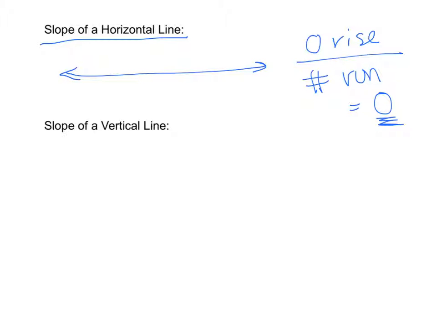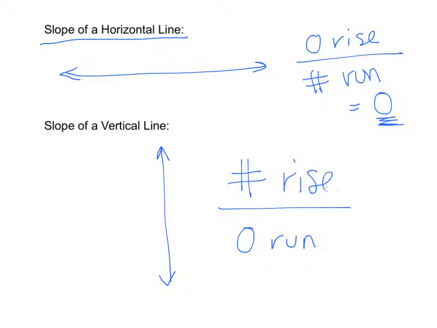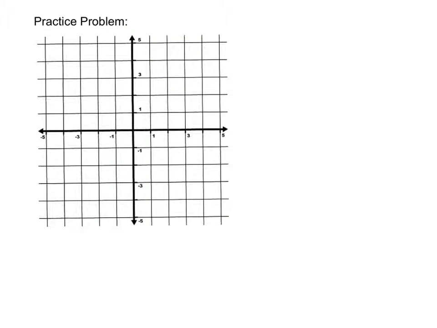Instead, the slope of a vertical line has no run. So the run is always going to be 0, and the rise is going to be essentially infinite. But it's going to be a problem where you have to divide by 0. So therefore, the slope of a vertical line is going to be what we call undefined, because you can't divide by 0.